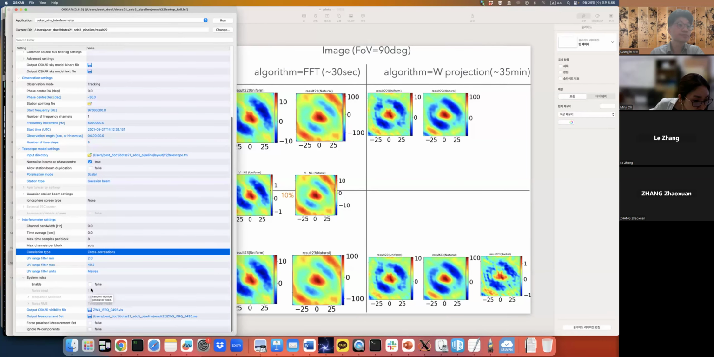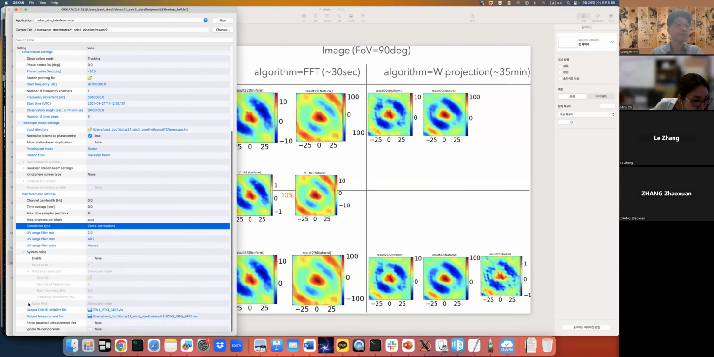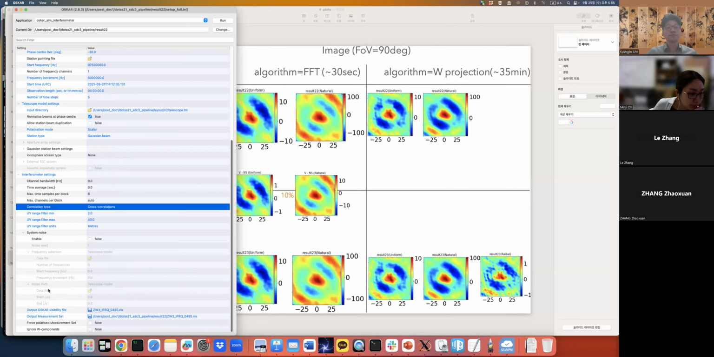Okay, the false system noise. How to close this? White noise for each baseline? The noise seed. Okay. Enable. Okay.